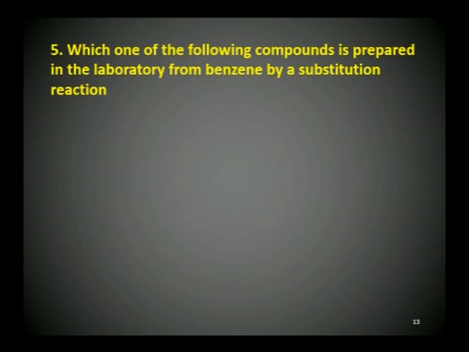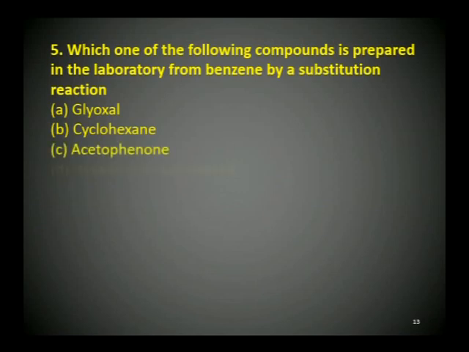Let us see the fifth question here. Which one of the following compounds is prepared in the laboratory from benzene by a substitution reaction? Glyoxal, cyclohexane, acetophenone, or hexabromocyclohexane. So, he is asking us which one of the following compounds is prepared in the laboratory from benzene. That means to say that benzene is the starting substance.